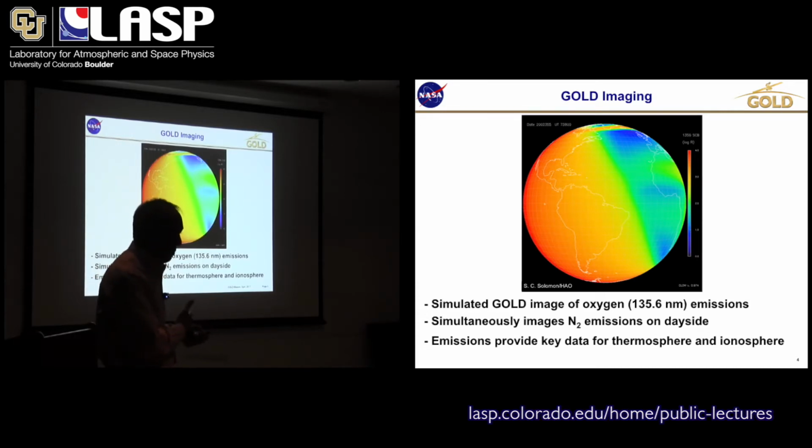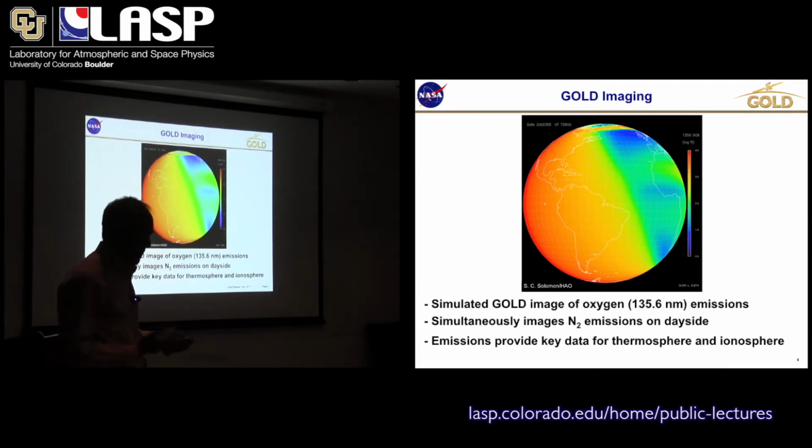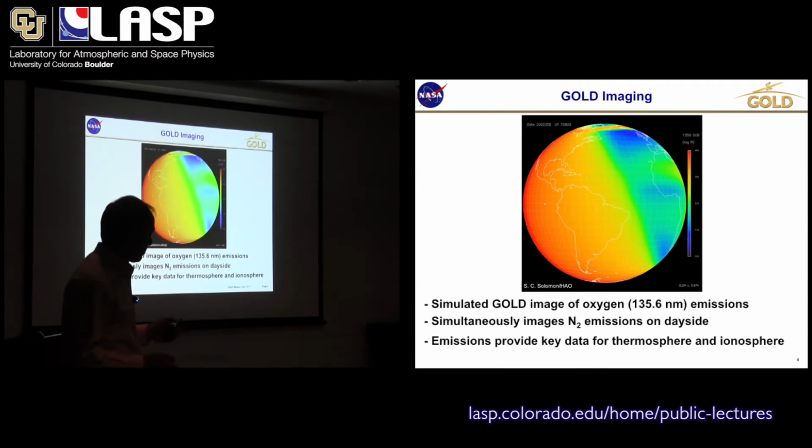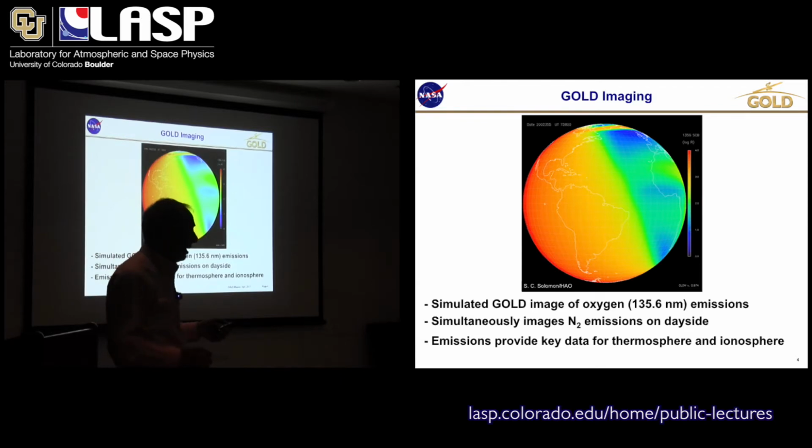Remote sensing, of course, is a good way of doing it, but you have to figure out a technique that works to provide the information that you want, and Mother Nature only provides you so many things to use, and we're learning better how to use them. And this is one of the things that we did on GOLD, to figure out that we could use some of the emissions to learn more about the Earth's atmosphere.